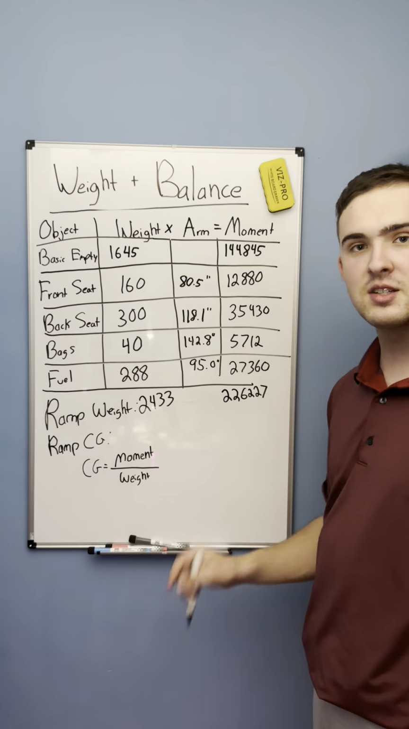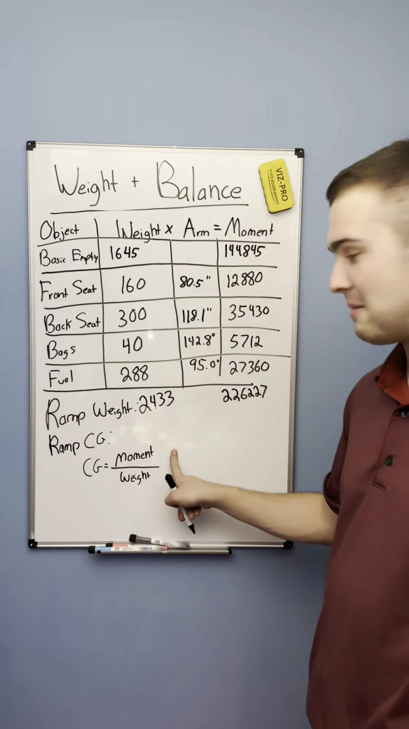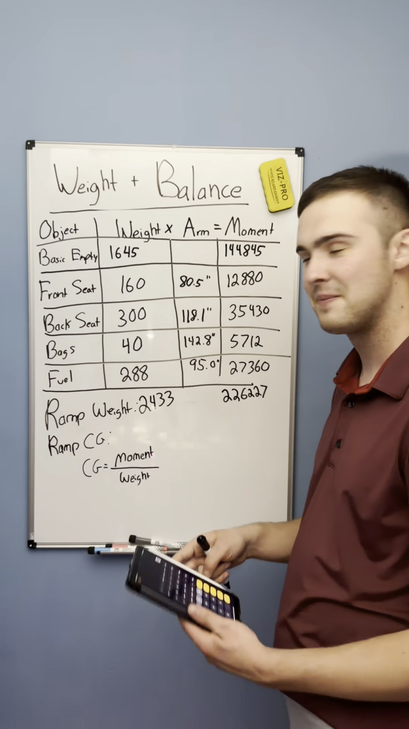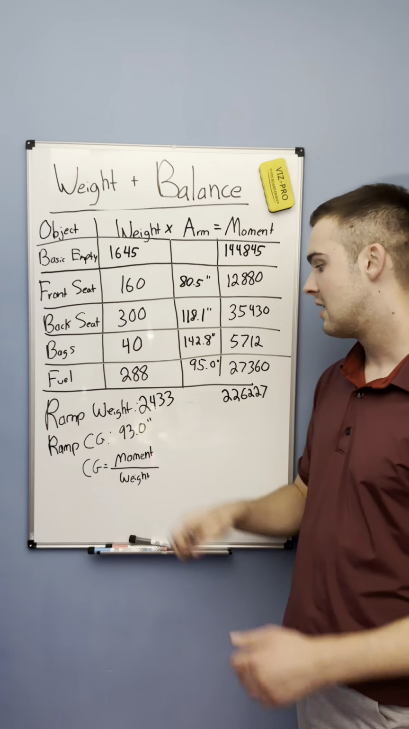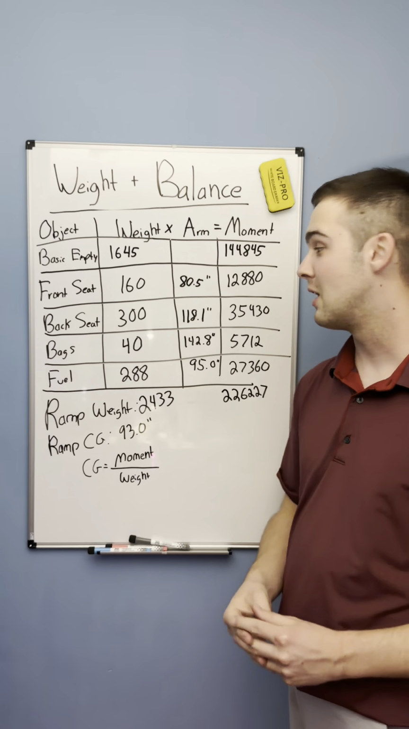Now, how do we calculate our CG from here? It's very simple. We're going to divide our moment by our weight, and that is going to give us our center of gravity. In this example, our center of gravity is going to be 93 inches aft of our datum point.